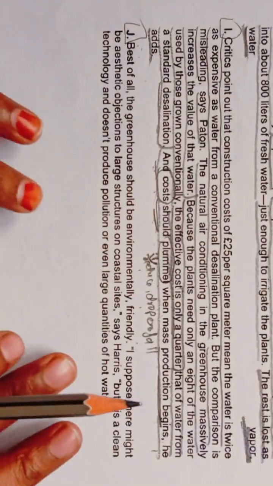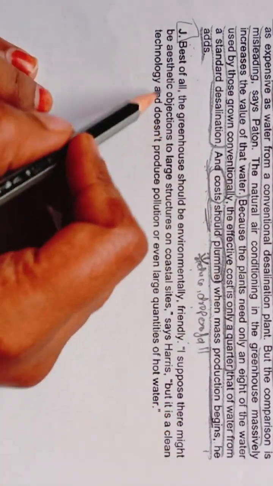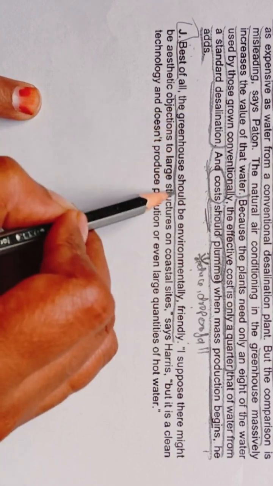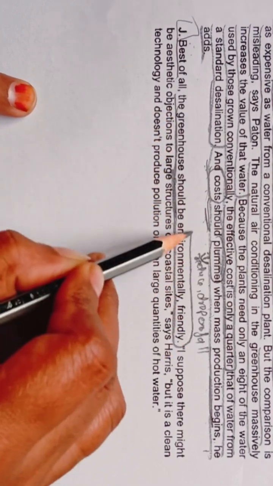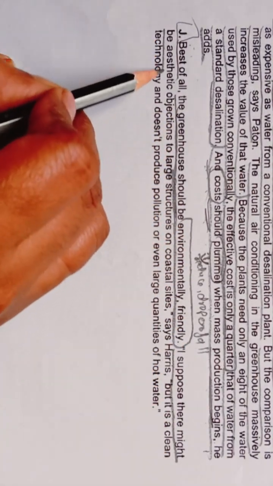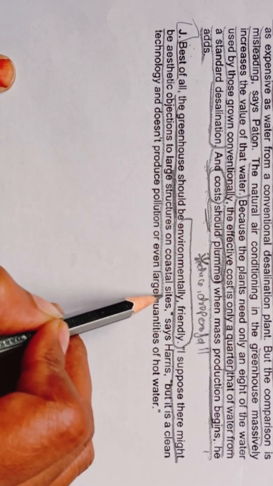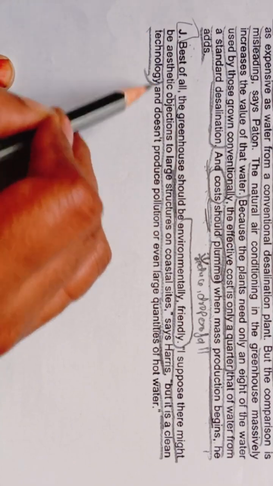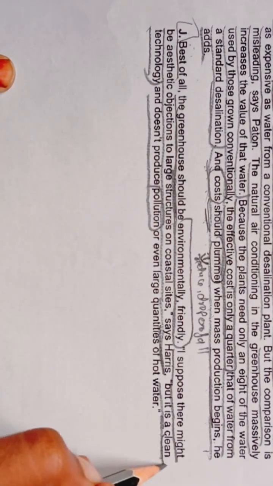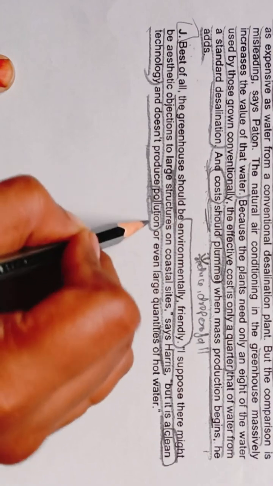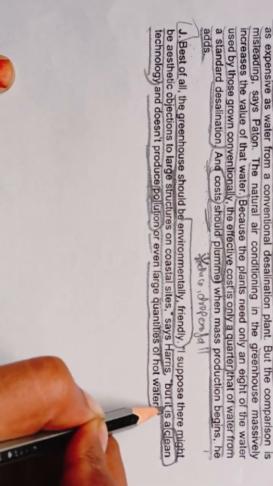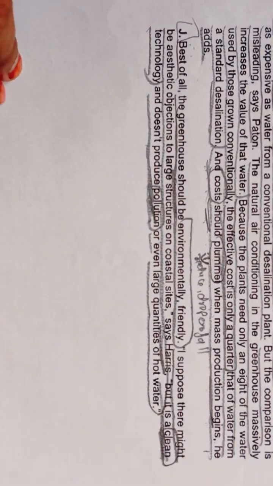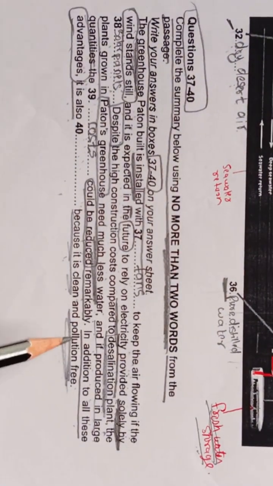So now let's quickly move towards our last paragraph. Best of all, the greenhouse should be environmentally friendly. I suppose there might be aesthetic objection to large structures on coastal sites, says Harris. But it is clean technology and does not produce pollution or even large quantities of hot water. So this clean and pollution, these are our keyword. So now let's see whether we are getting our answer or not.